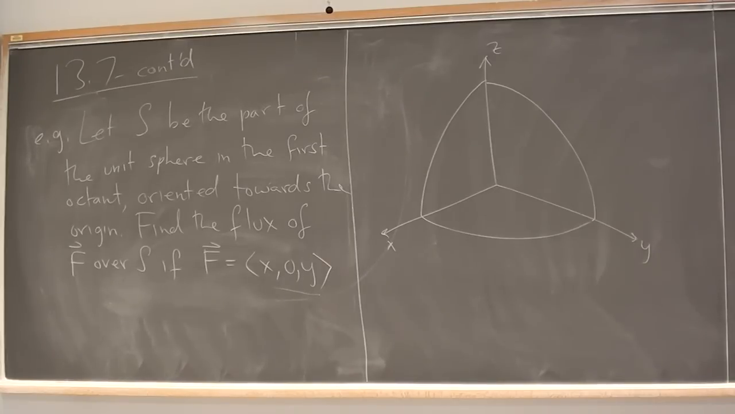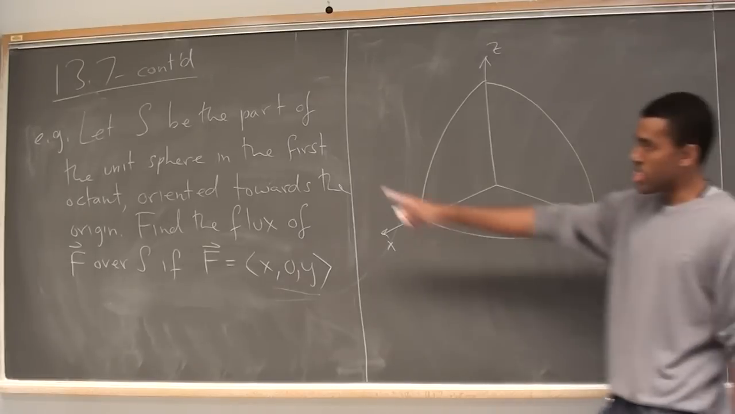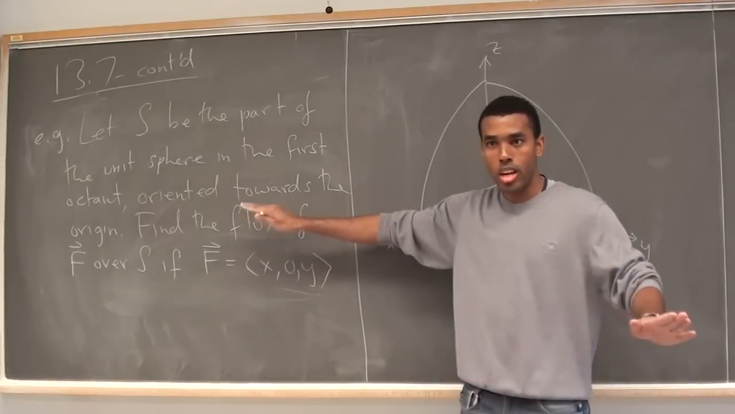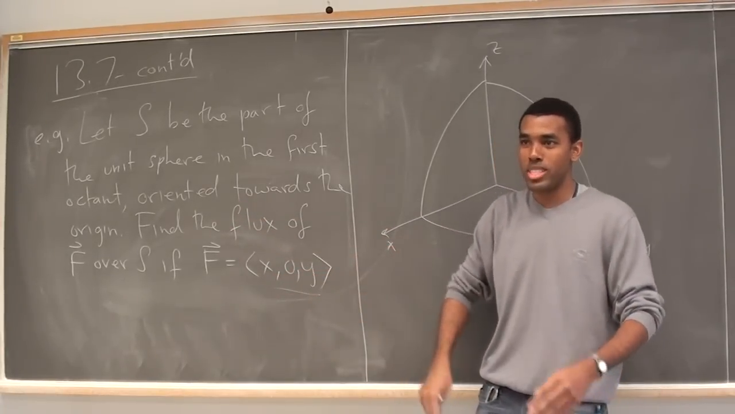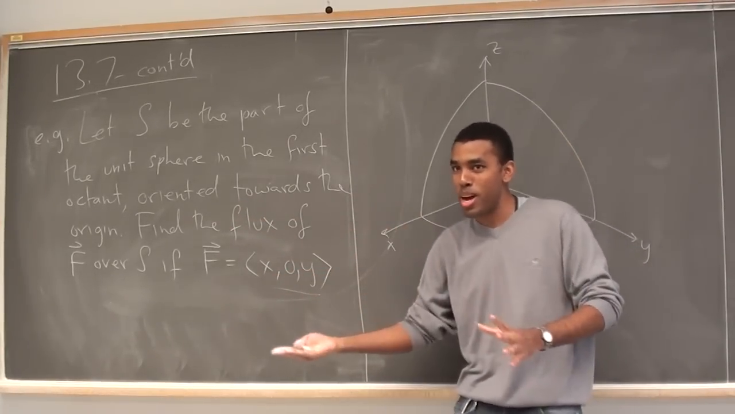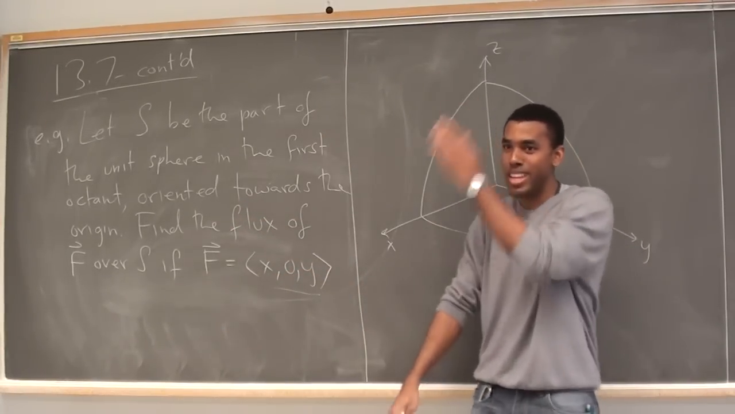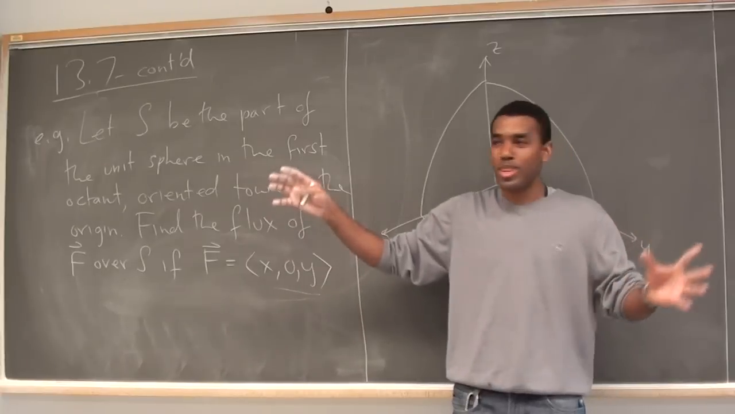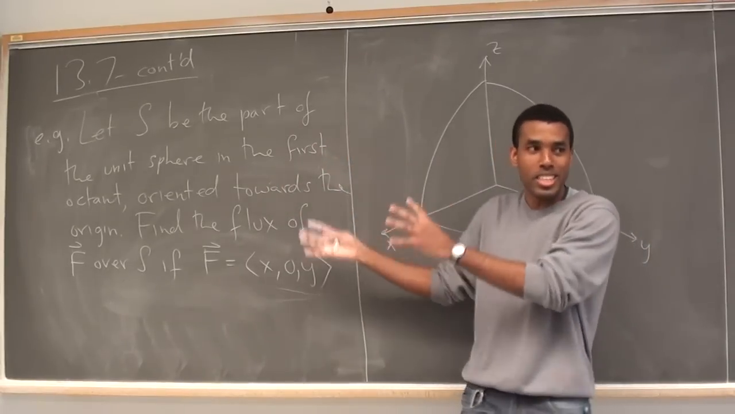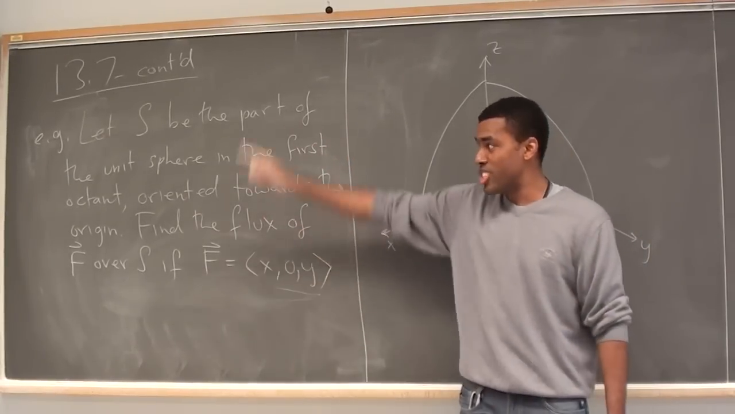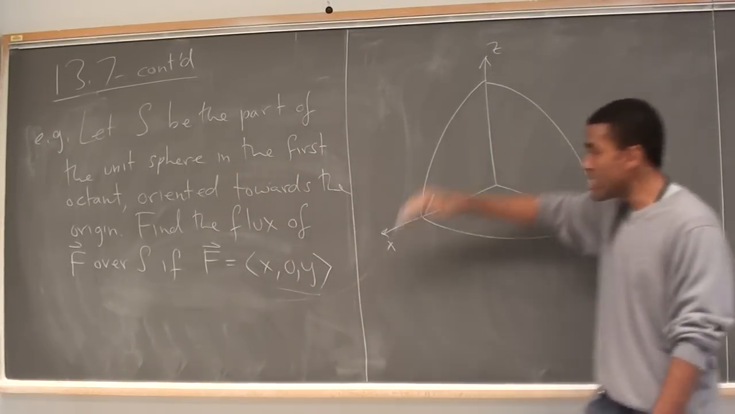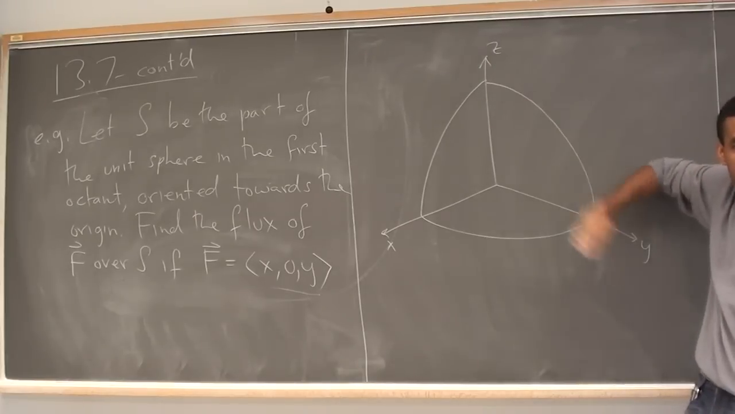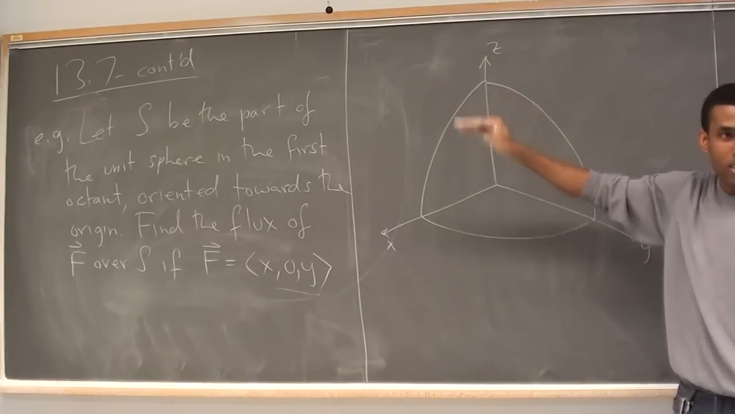1, 2, 3. No, there's 1. Why? Boundary. Oh, read the question. S is the part of the unit sphere in the first octant. It never said S was the unit sphere with the xy plane, the yz plane and the xz plane, or that it was the boundary of the ball. It's just the unit sphere. The only surface you care about is this curved part here. There's one surface. It makes sense.